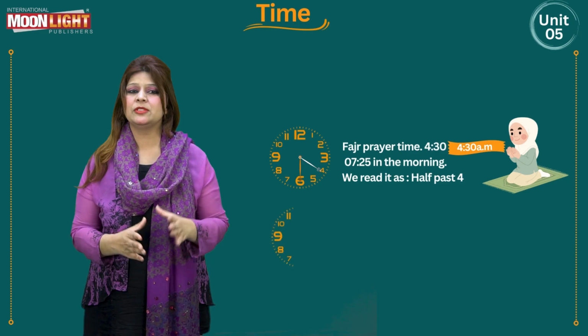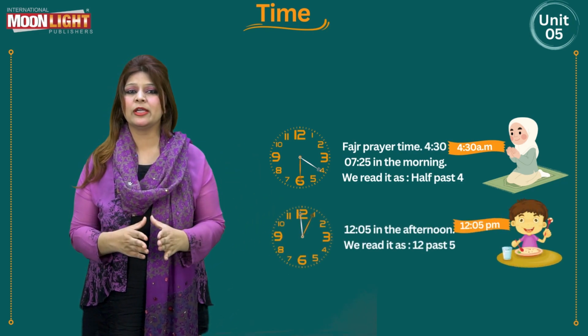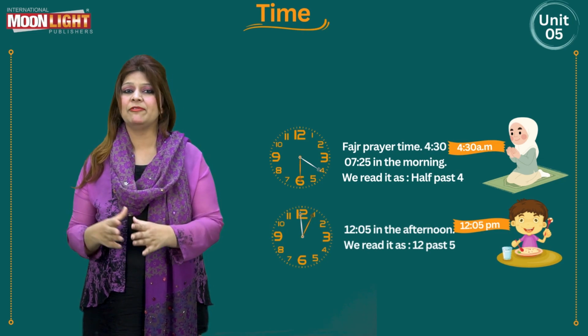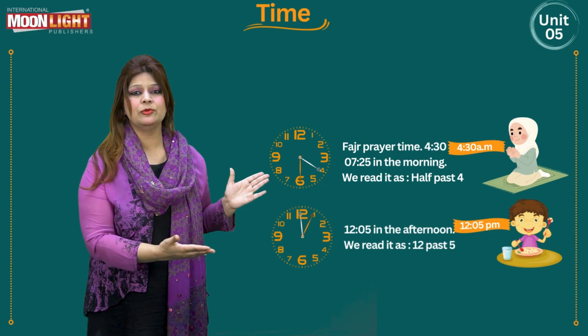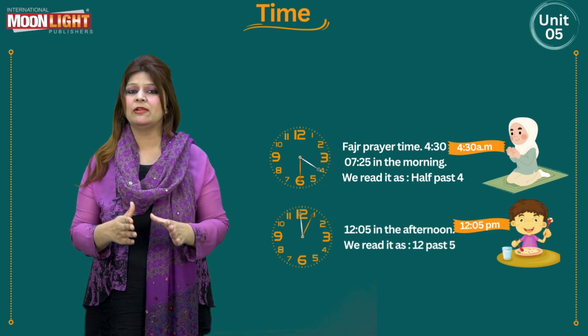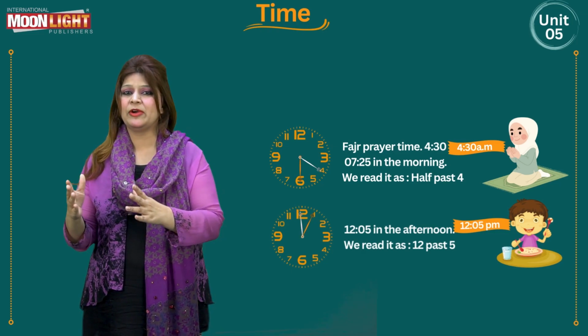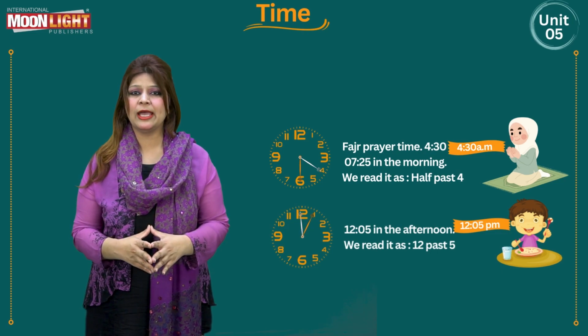Now, my dear students, again you are going to check part C. In this part C, the clock is showing 12:05, and the time is afternoon time. So if the time is afternoon time, you are going to write 12:05 p.m. So this one is clear to you guys.